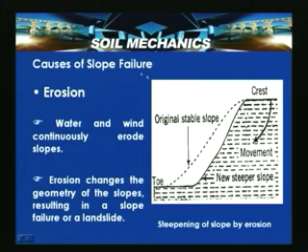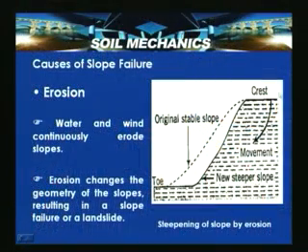So, in this particular picture, this is the original stable slope configuration. This is the toe of the slope and this is the crest of the slope. But due to erosion of the soil, either by water or wind, what will happen is that it tries to form a new steeper slope which may be unstable from the material strength point of view. So, this can induce a movement and induce slope failure.